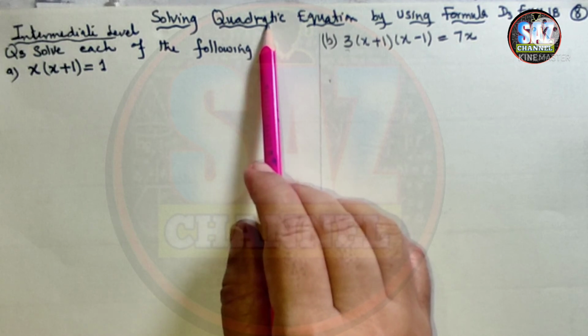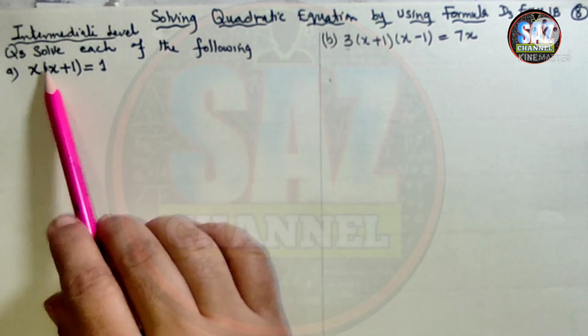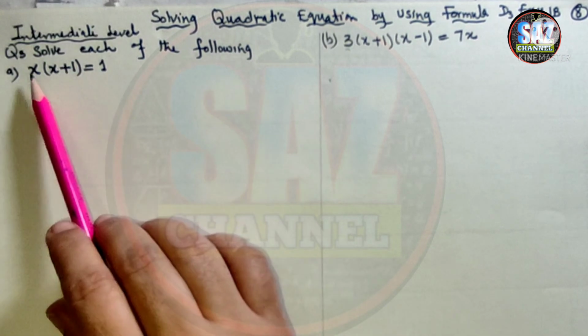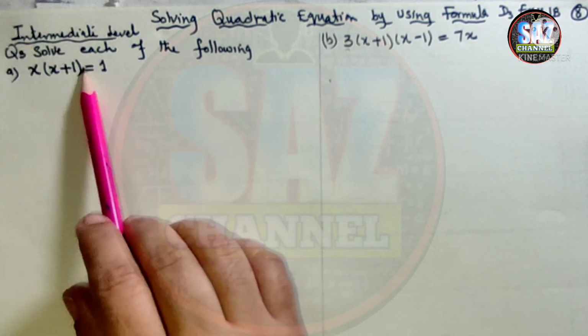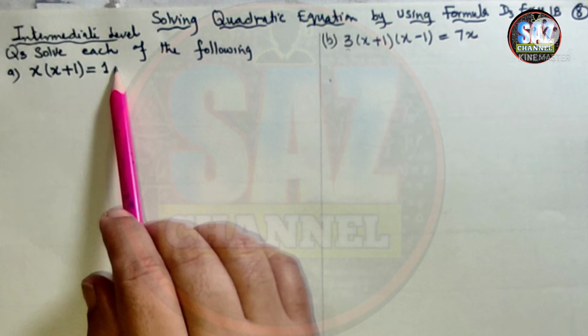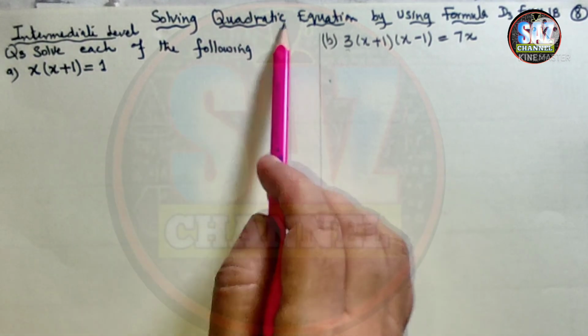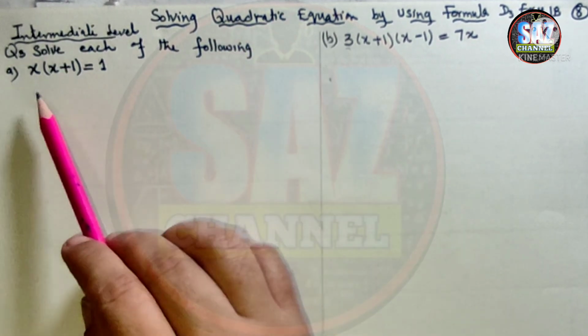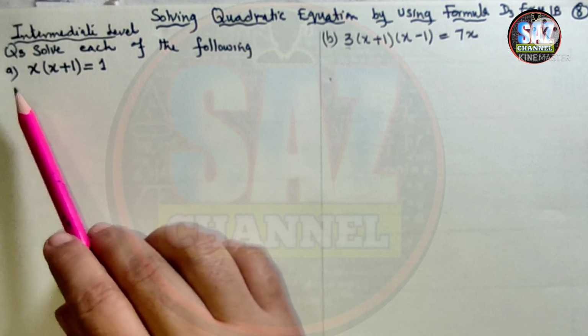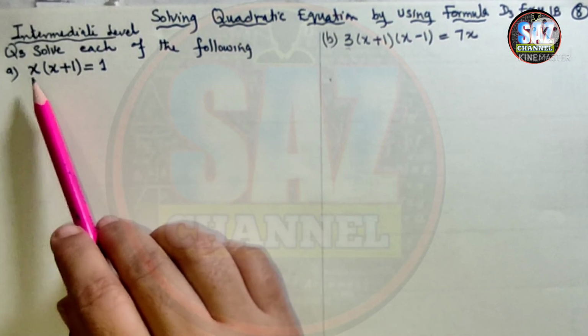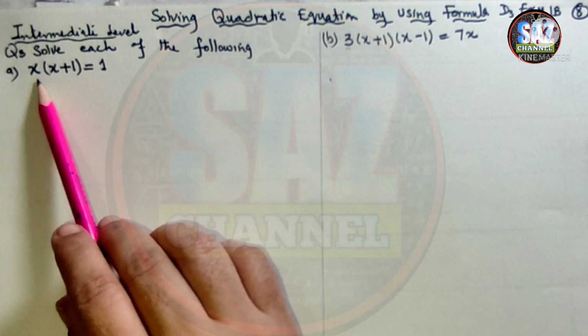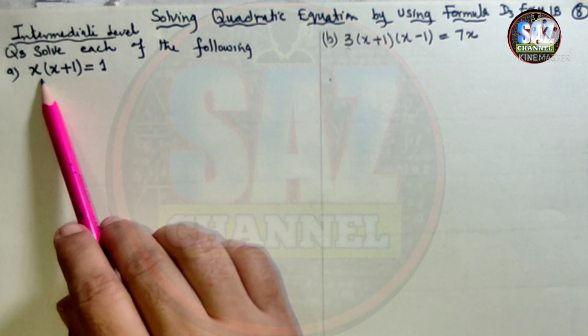So let's move to the solution of the question. Question 3 says solve the following equation, and A part is x into x plus 1 equals to 1. As we have to solve a quadratic equation, if we look at the question, we can see that the left hand side is not in the form of a quadratic equation.